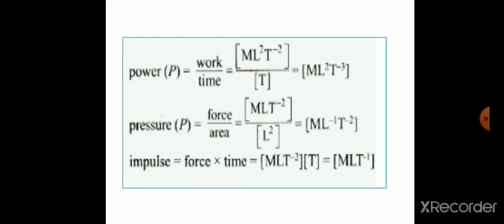Similarly, pressure is equivalent to force per unit area. The dimension of force is MLT raised to minus 2 and dimension of area is L square. So the dimension of pressure will be ML raised to minus 1 T raised to minus 2. Impulse, which we will be studying later on, is given by force into time. So dimension of impulse is dimension of force into dimension of time, which is equivalent to MLT raised to minus 2 into T, which is MLT raised to minus 1.